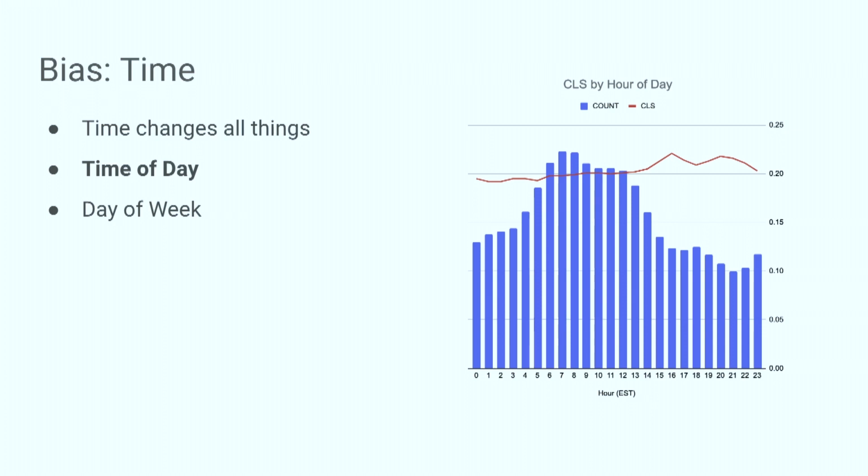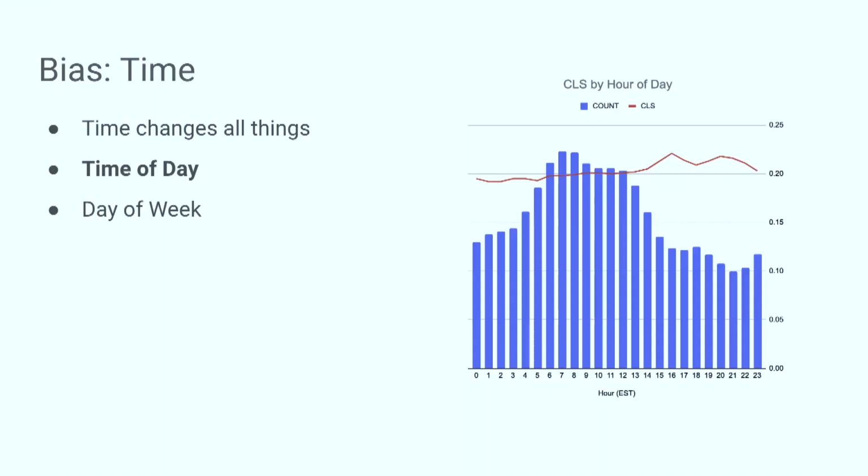So time changes everything, right? It depends on when you're presenting the data. The time of day that you're looking at for the data changes. So if you look at the reddish line there, that is cumulative layout shift split by each hour of the day. From 0 to 23, UTC, I believe. Is it UTC? I can't remember, sorry. I put it in the note down there, EST time zone.